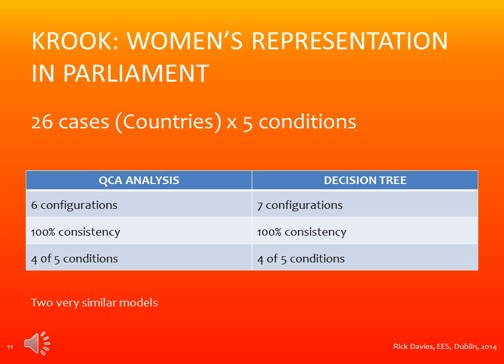I'm now going to apply those criteria to 2 sets of data, one which you've already seen, which is KROOK's data on women's representations in Parliament. The QCA analysis generated 6 configurations using 4 of the 5 conditions and had 100% consistency. In other words, there was no classification error. With the decision tree model, there were 7 configurations, the same level of consistency using the same number of conditions. So a small difference, 1 more configuration than used by the QCA analysis.